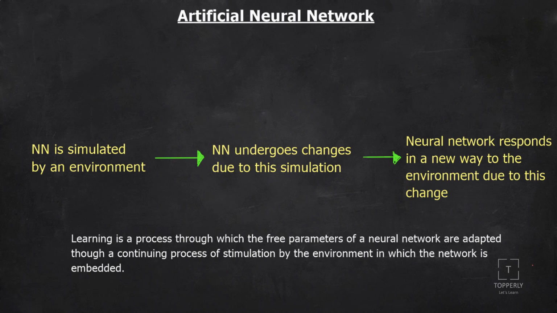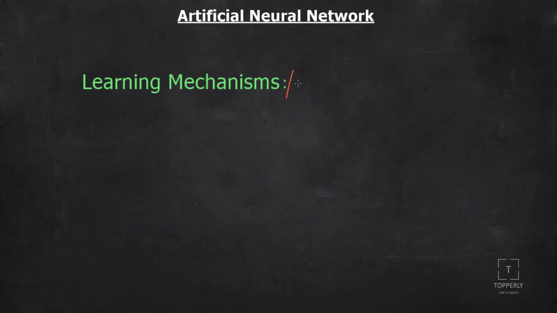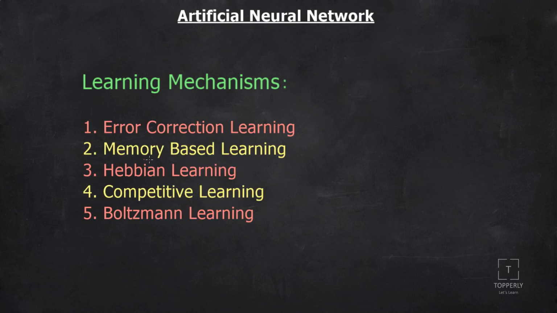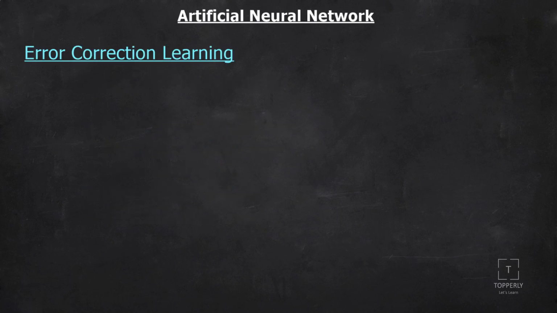So, based on this, we can define 5 learning mechanisms or learning rules or learning algorithms. They are error correction learning, memory based learning, Hebbian learning, competitive learning, and Boltzmann learning. In this lecture, we will be concentrating mainly on error correction learning and memory based learning. Now, without wasting time, we'll go to the error correction learning.